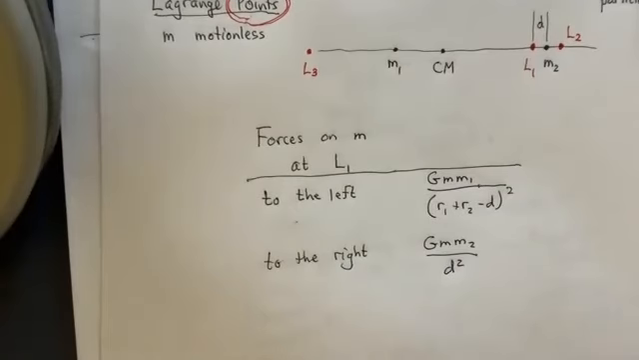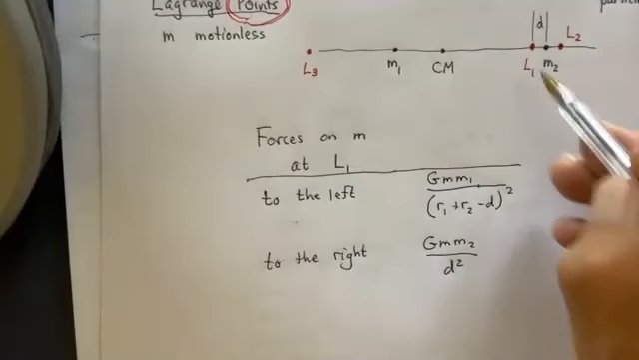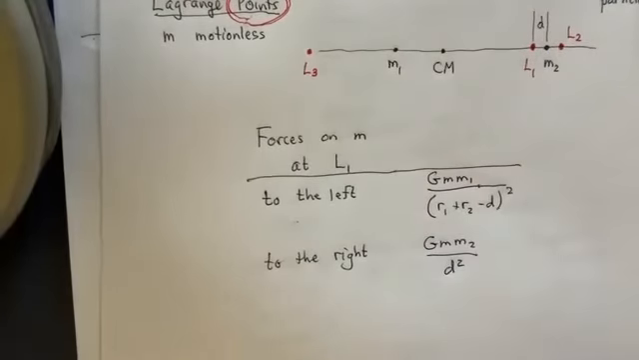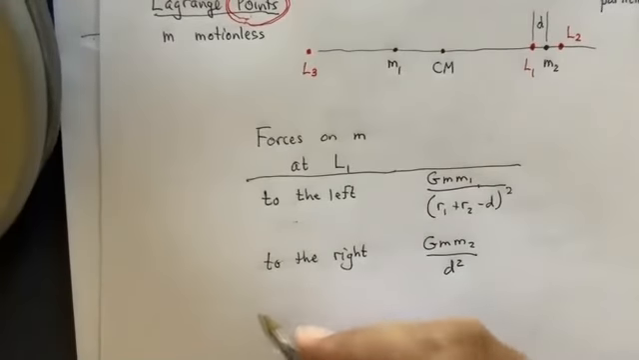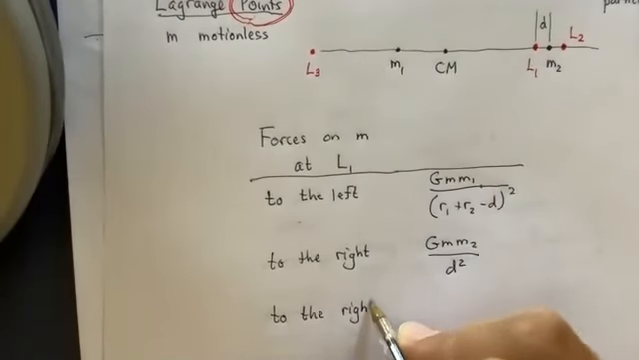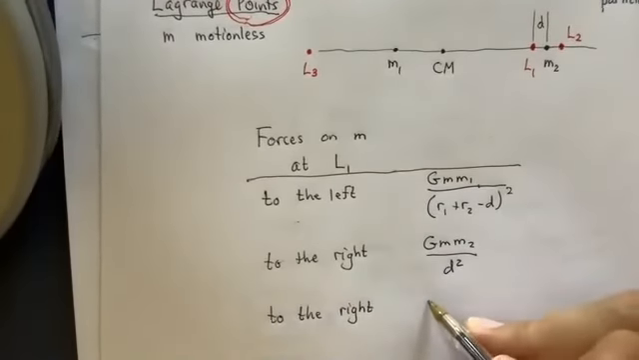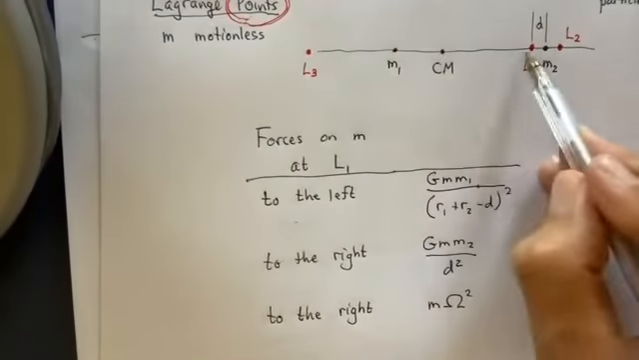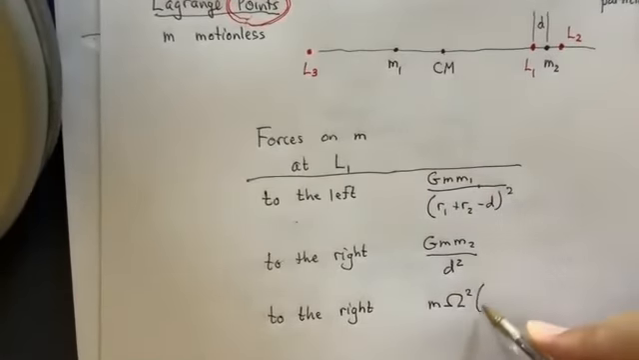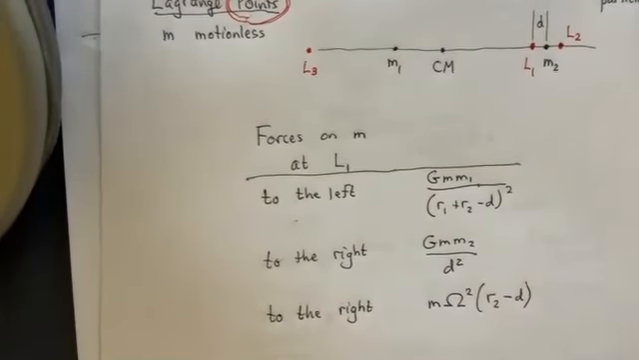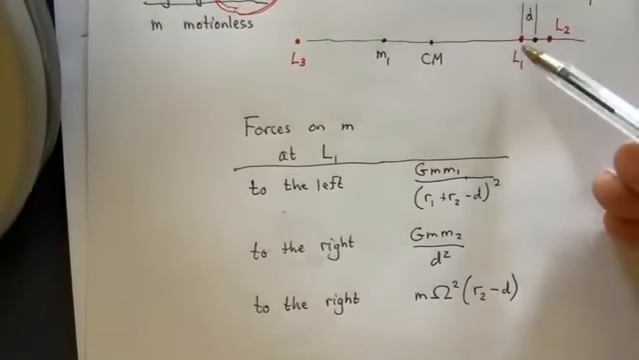And now the centrifugal force. The centrifugal force is to the right. Remember, the origin is here. The centrifugal force points away from the origin. You could do a bunch of cross products, but it's simpler just to state it verbally. To the right. What's the centrifugal force? It's m omega squared times the distance from the origin to this point. And that's going to be the r2 minus d, and that's raised to the first power. Okay, so those are the forces acting on this particle.